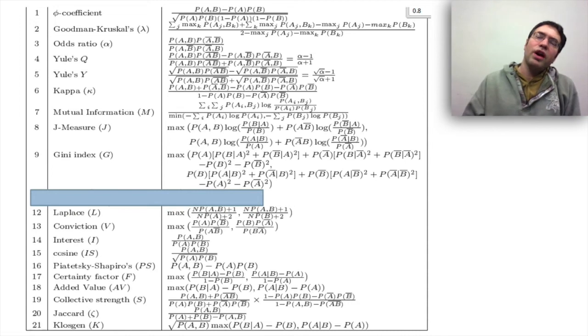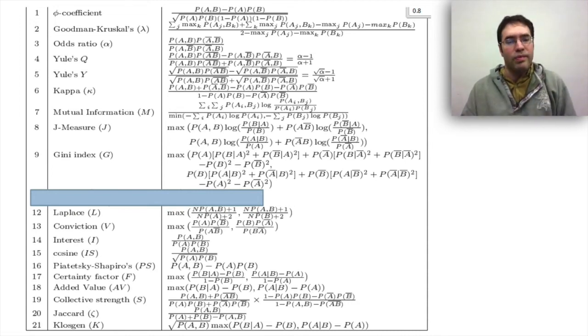Again, cosine and lift have been recommended by Merceron and Yacef. If you know what you're doing, maybe you want to look at the Gini index. Maybe you want to look at Yule's Q. If you don't, I would say go with what Merceron and Yacef say. It's a reasonable rule of thumb.